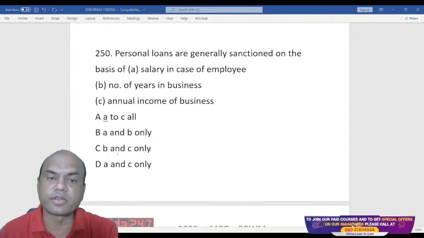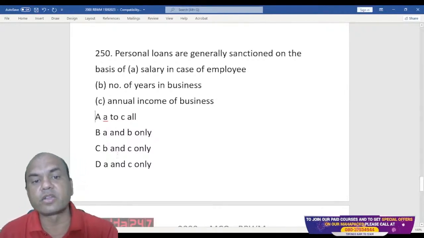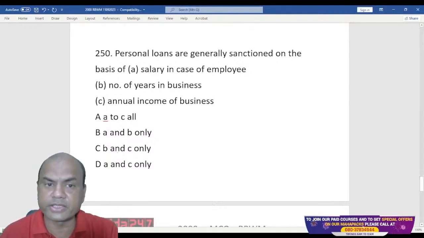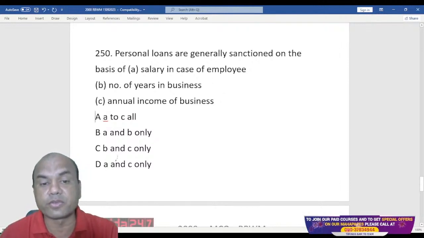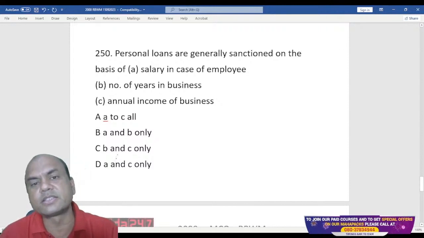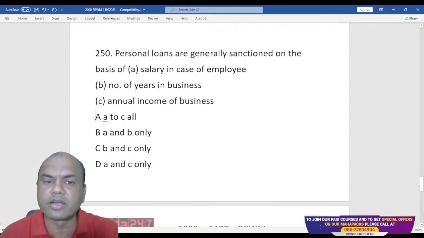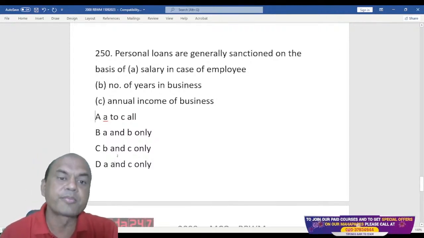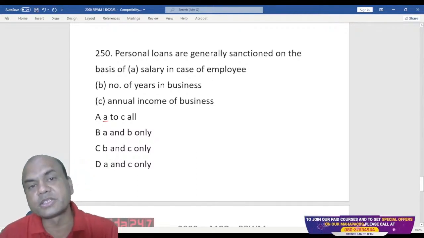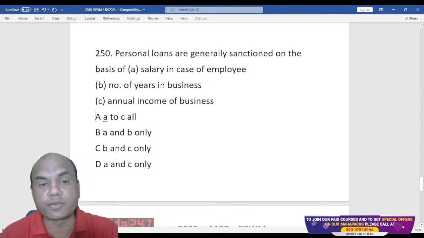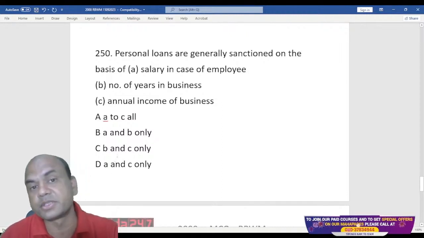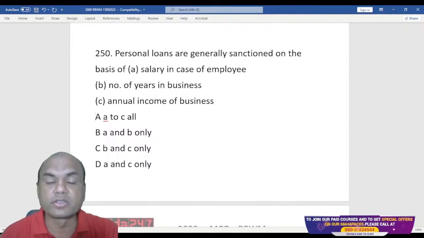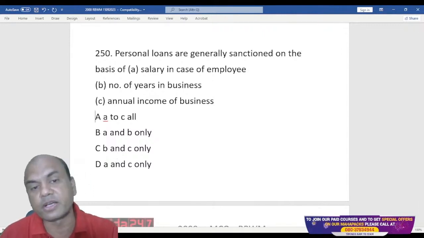Personal loans are sanctioned on the basis of salary in case of employee. Is it on the basis of only salary, or on the basis of number of years for businessmen? For a salaried employee, it's very easy. Just see the salary slip, Form 16, and you'll get the details of that customer. But for a business person, there's a problem, because the balance sheets have to be checked. You have to check the condition of the business and the place of the business. So personal loans to businessmen are always difficult.